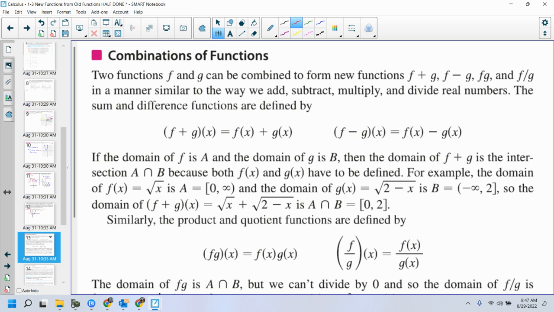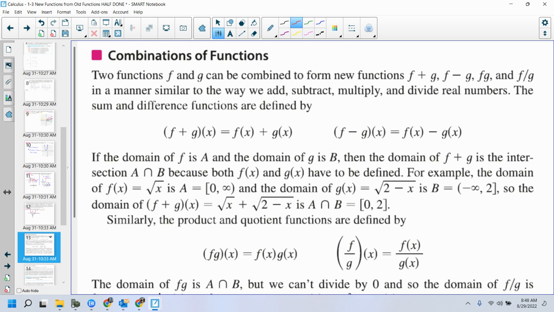So let's read this part here. If the domain of f is A and the domain of g is B, so we have two different domains, whatever the domain is of my first function and whatever the domain is of my second function, then the domain of f plus g is just the intersection of A and B, because it has to fit both of those domains. They have to fit both of those two different functions when I talk about f plus g.